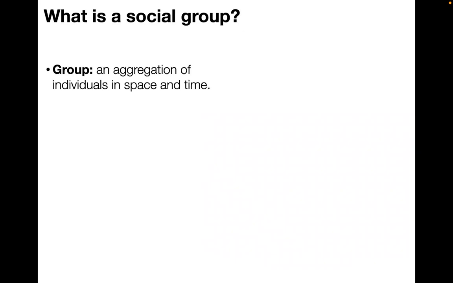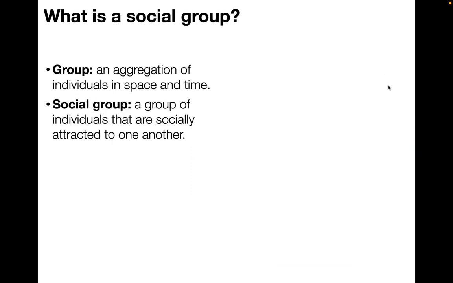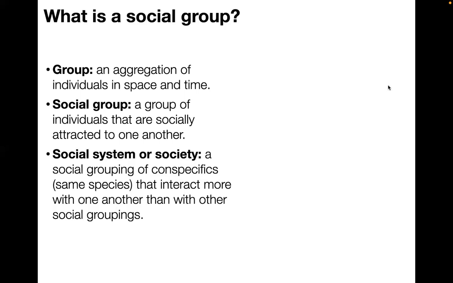Okay, just a few definitions. We're going to use group to refer to just an aggregation of individuals in space and time. A social group means a group of individuals that are socially attracted to one another. A group could exist because of an attraction to some resource, like a group around a watering hole, or a group of humans around a lineup for rapid tests. But social group means that they're attracted to each other. A social system or society is a group of conspecifics, that means same species, that interact with one another more often than they do with other social groupings.